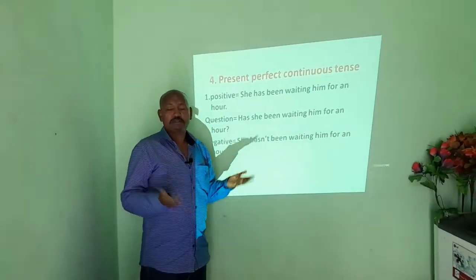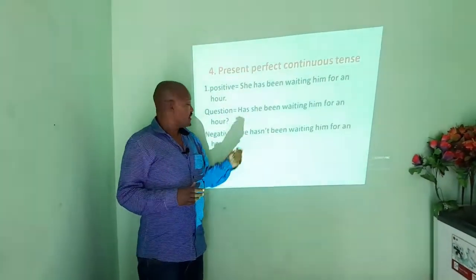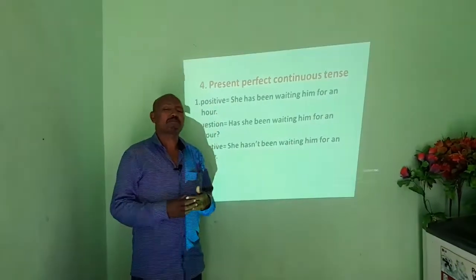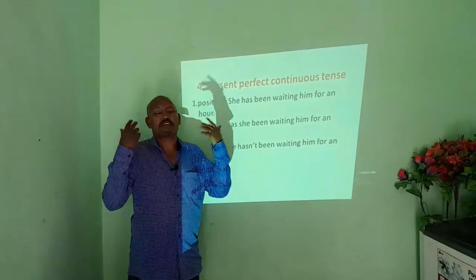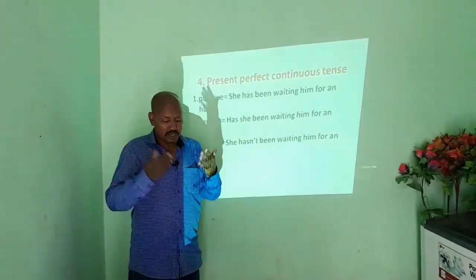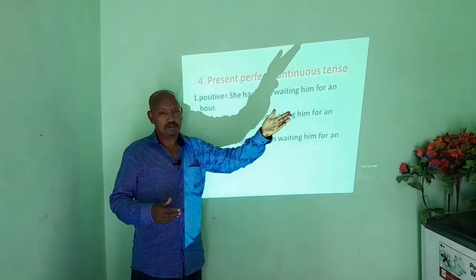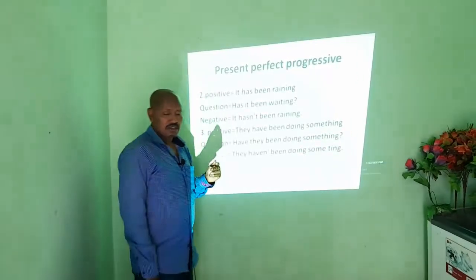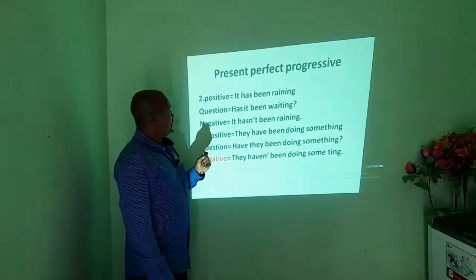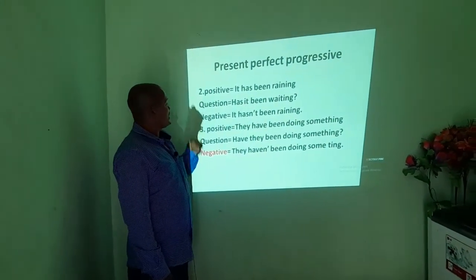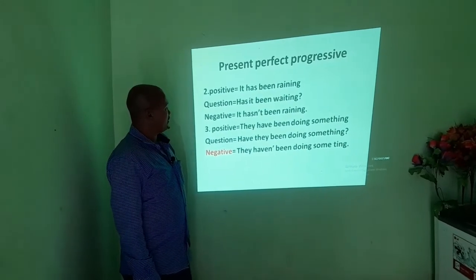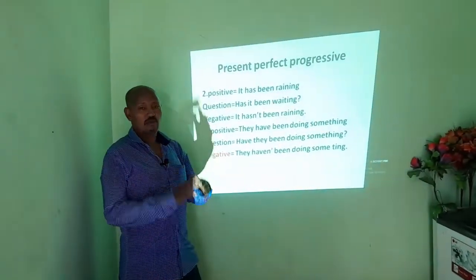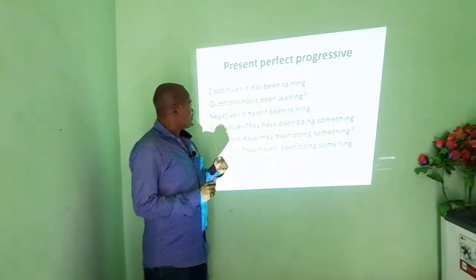She hasn't been waiting for him for an hour. She is not here, she is in another place. It means so present perfect continuous, which is different from that of the present perfect. Yeah. And the second example here, it has been raining. Has it been raining? It hasn't been raining. Positive and question. Yeah, it has been raining.